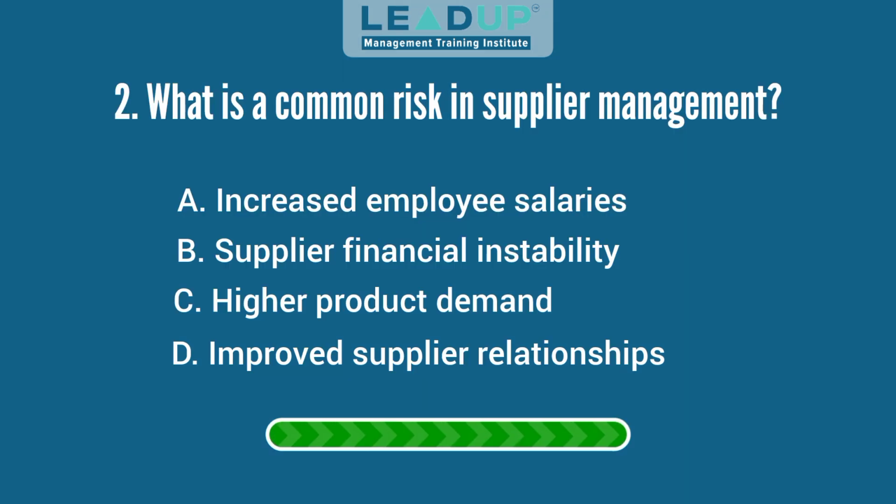2. What is a common risk in supplier management? A. Increased employee salaries. B. Supplier financial instability. C. Higher product demand. And D. Improved supplier relationships. Answer: supplier financial instability.